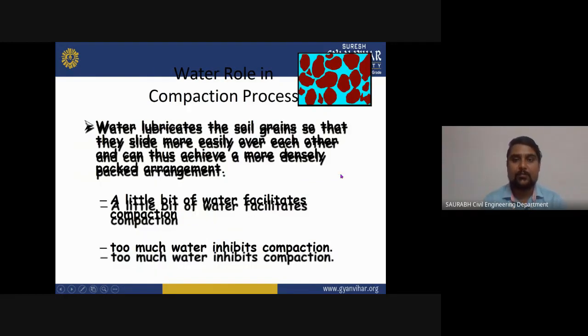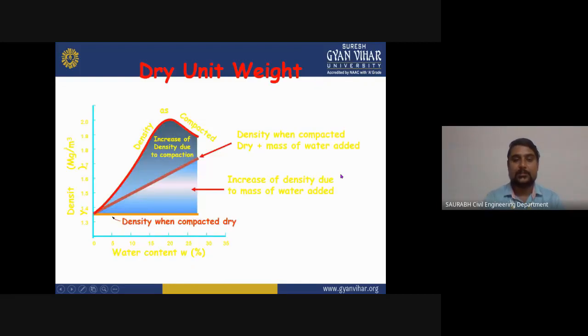And now we will see the role of water in the compaction process. Water lubricates the soil grains so that they slide more easily over each other and can thus achieve a more densely packed arrangement. A little bit of water facilitates compaction. Too much water inhibits compaction. As you can see here, this is your dry unit weight graph where we use the soil and do the density.